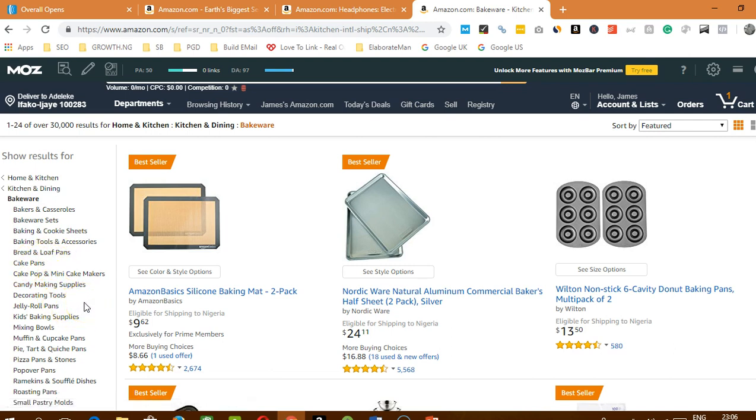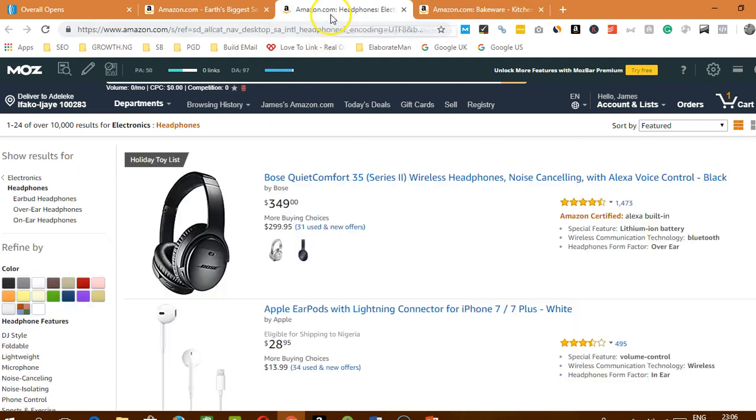That is the idea behind that one now. So you can start a site about bakeware strictly. It is a subcategory under kitchen and dining. So I'm showing you two different niches at the same time so that you have an idea of how it works generally. So let's continue back to our presentation.